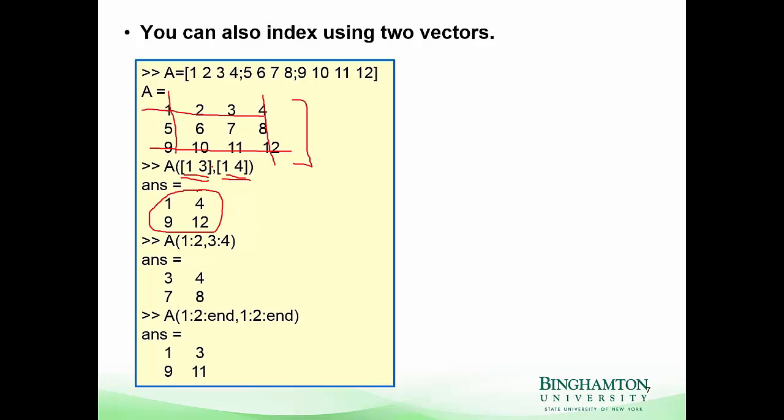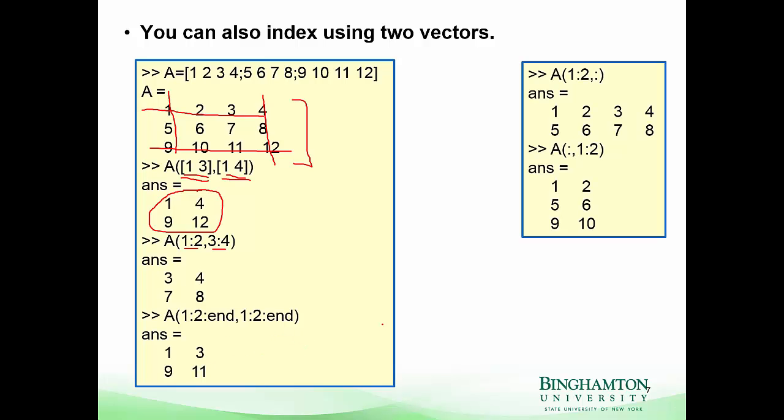And I can use square brackets and just fill in the values, or I can not use square brackets and use the colon to get numbers there. And I can do any kind of combination that I want. So I can do 1:2:end and 1:2:end. That'll extract that. So those are some nice things.